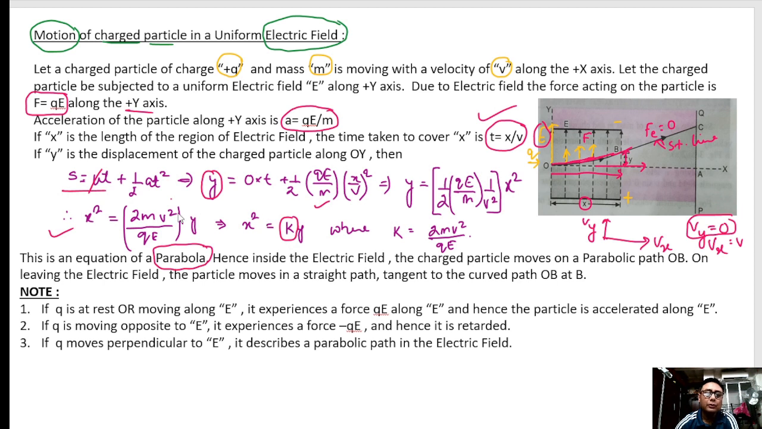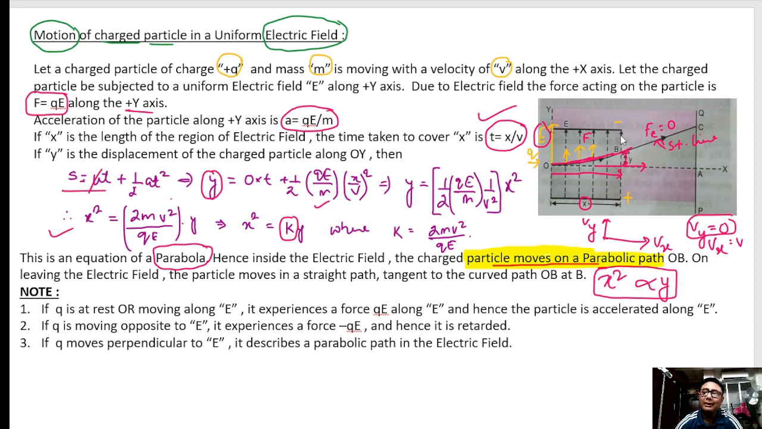That means x square is proportional to y. And remember, this is the equation of a parabola. So we can say that the particle moves in a parabolic path. So what is the shape of the path of a particle moving in an electric field? Parabolic path. The shape of the path of the particle moving in an electric field will be parabolic.